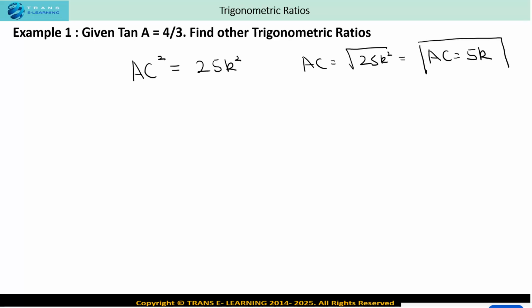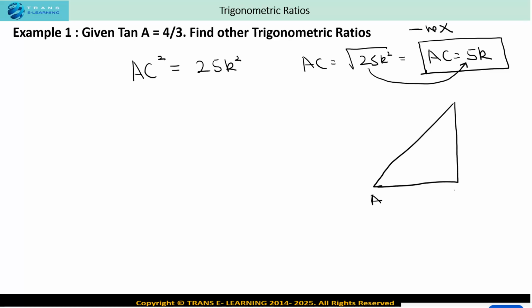Now we are talking about the distance here, and distance doesn't have any negative value. So in this case, when we are converting the square root into a rational number, we are not going to take plus minus. The negative value we are not going to take because we are taking the distances, and distances are always positive. So now my triangle will be like this. This is my A, this is my B, and this is my C.